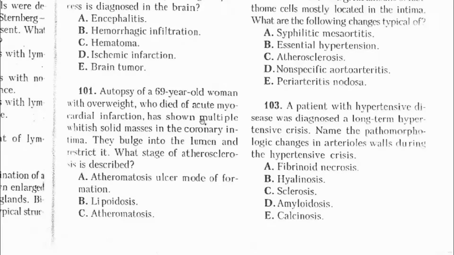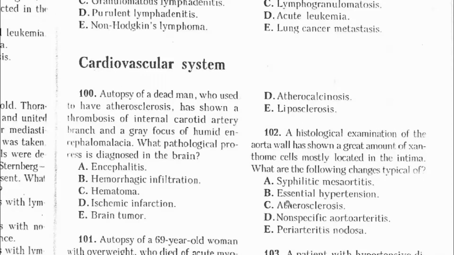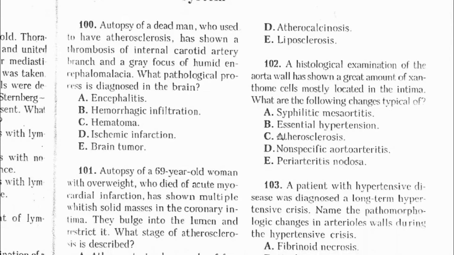Now, over here in the question, there is the formation of whitish solid mass in the coronary intima. This is what we call the fibrous cap. And fibrous cap is in what stage? It is in stage 3. That is liposclerosis. So your answer here is E.